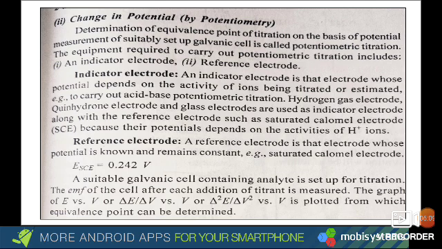The second one is called a reference electrode. So what is a reference electrode? A reference electrode is the one whose electrode potential is fixed. A reference electrode is that electrode whose potential is known and it always remains constant. An example is the saturated calomel electrode. This is the electrode whose potential is always known and fixed. This way you can find out the indicator electrode concentration.